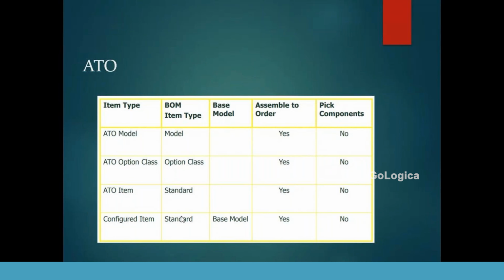These attributes I can get from the MTL system item table, right? The item type. Good. In MTL, you will get which organization it is defined in, and the item name, description, and all. For the attributes, you will only be able to see what template has been assigned to it, whether it's an ATO model.